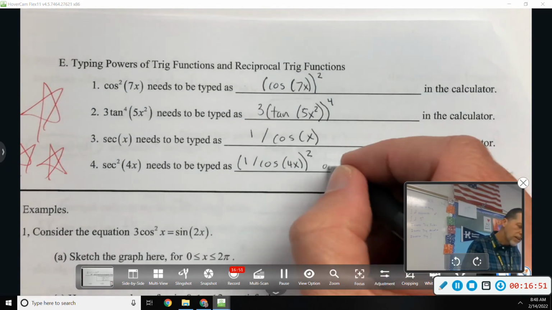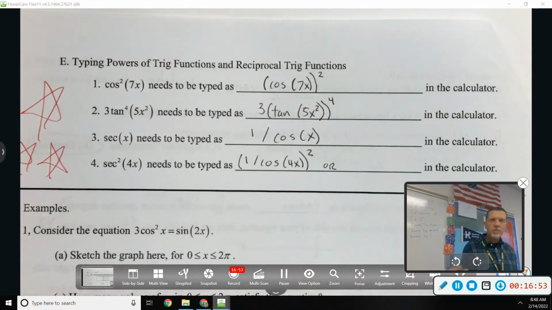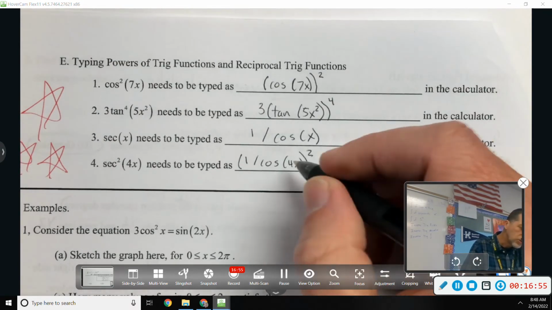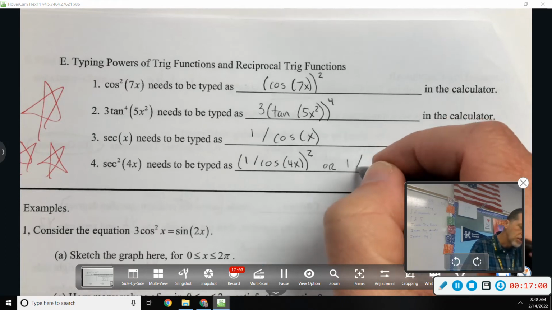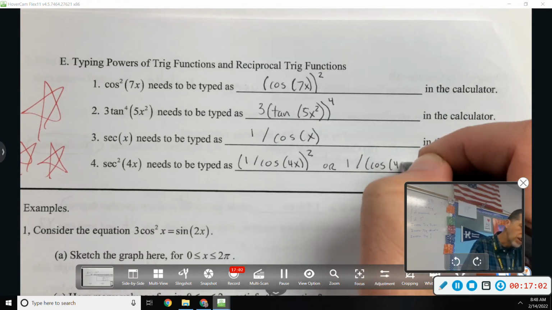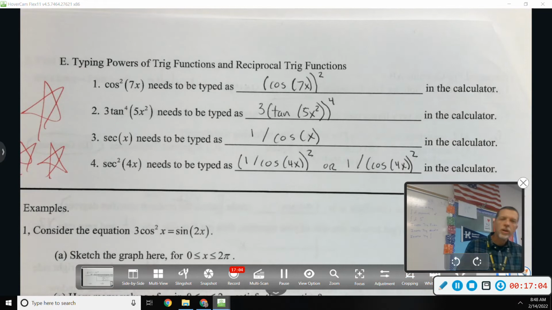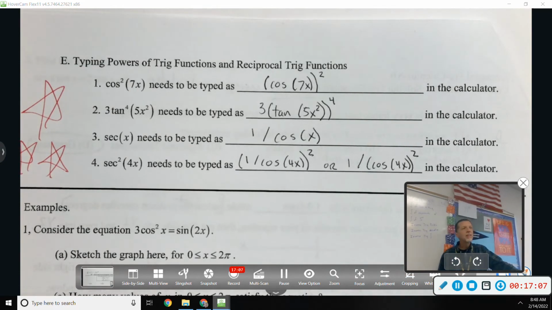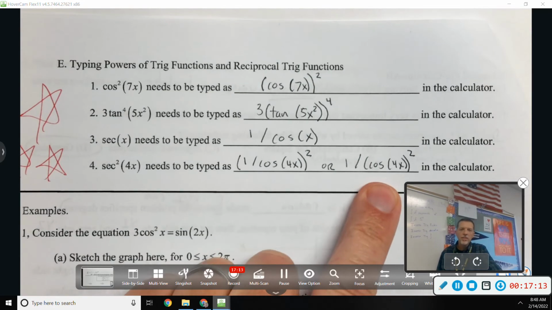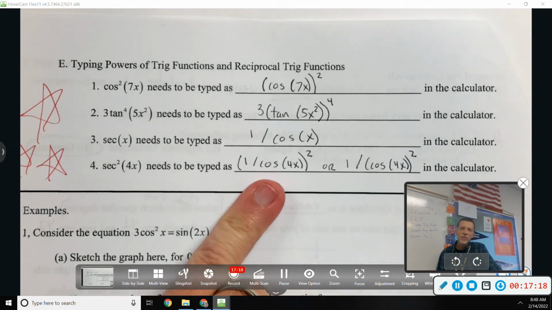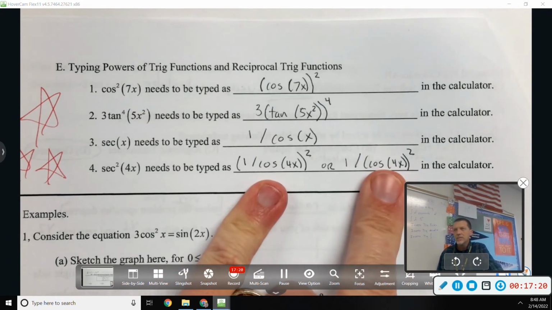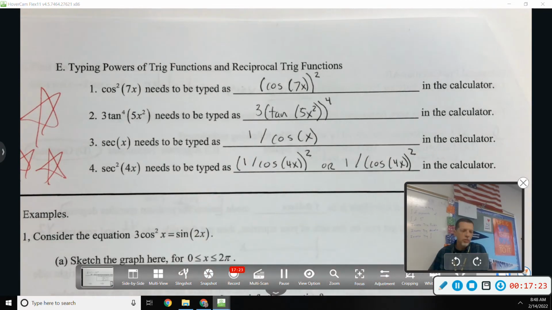Or, because we know that 1 squared is the same thing as 1, you could only square the cosine in the bottom, not necessarily the 1 in the top. So 1 divided by cosine of 4x squared. That's the same thing. So it just kind of depends on how you think of secant. If you think of it as just cosine in the bottom, then maybe the second one makes more sense. If you think of secant as 1 over cosine, then maybe the first one makes more sense, but they're identical. So either one of those, whichever makes sense to you.